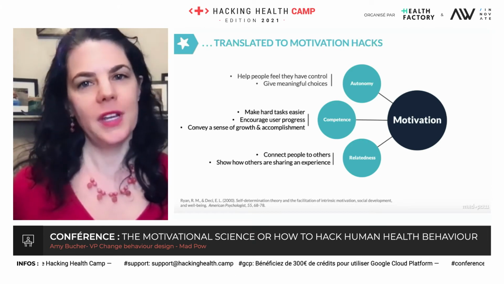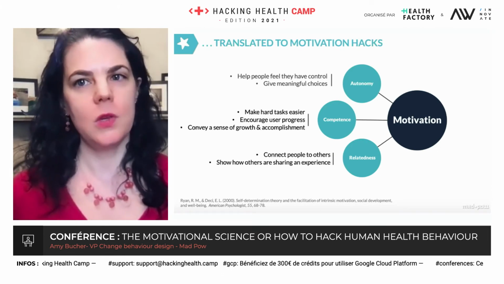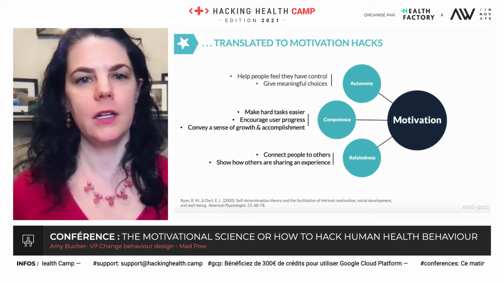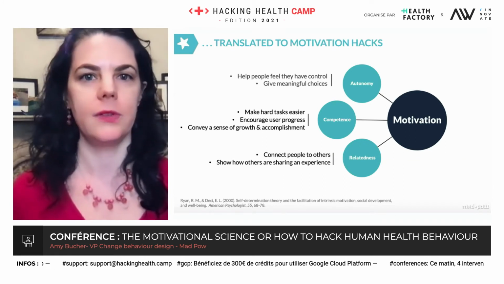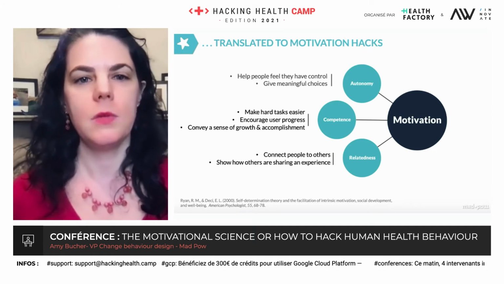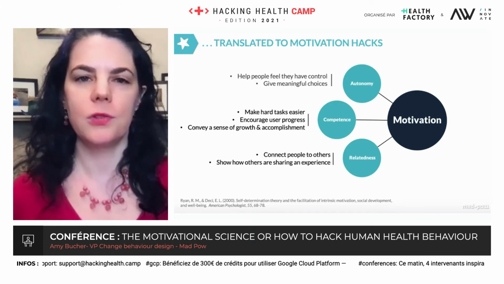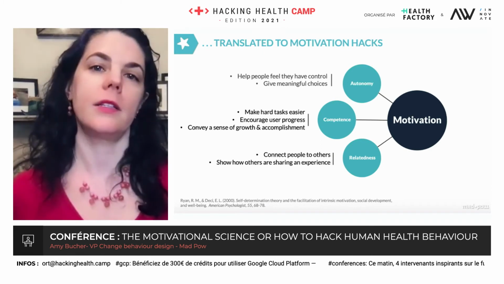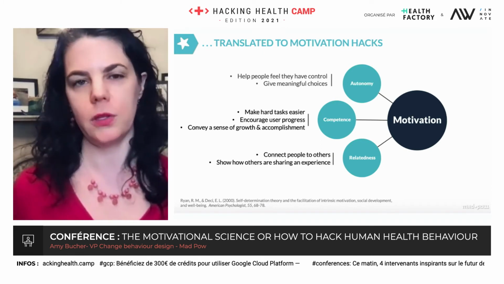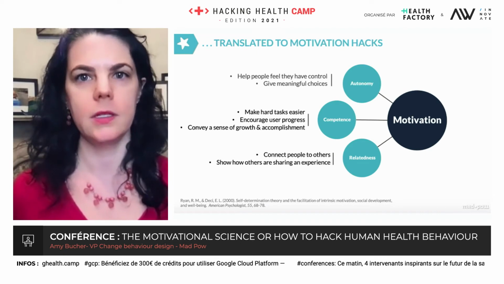So if you want to translate this to hacks, specific things that you can do within your design, here are some high-level recommendations, and I will go through and show examples of all of these. But for autonomy, help people feel like they have control. Show them where they can make choices. And even within the product, if you can design a choice architecture that gives people meaningful choices, that's something that will be helpful.